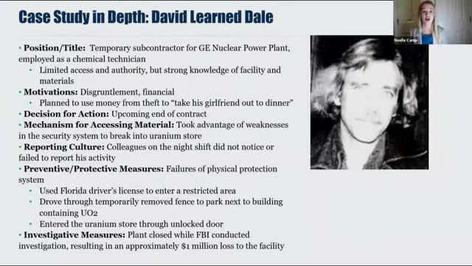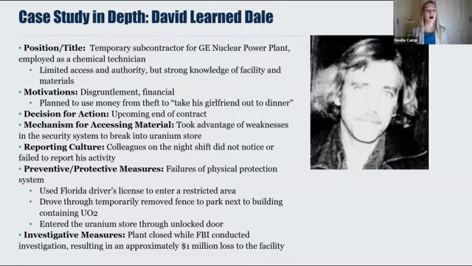The last case study I'll share is of David Leonid Dale, who was a temporary subcontractor for GE nuclear power plants in Wilmington, North Carolina, employed as a chemical technician. Unlike Smirnov, who had a fairly high level of access, authority, and knowledge, David Leonid Dale had very limited access and authority within the facility, but he had a strong knowledge of facility operations and facility materials. He was driven by disgruntlement and financial prospects.